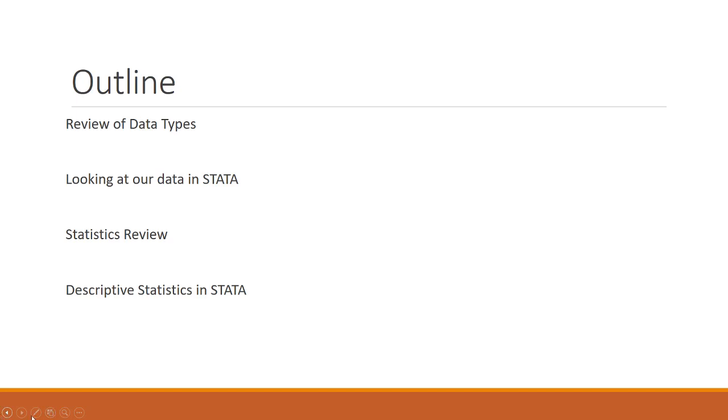Kind of a more systematic review. We're going to start with a review of data types. Then we're going to look at our data in Stata. We're actually going to open up a data set and look at it. Then we're going to do a statistics review. And we're going to conclude with calculating some descriptive statistics in Stata.